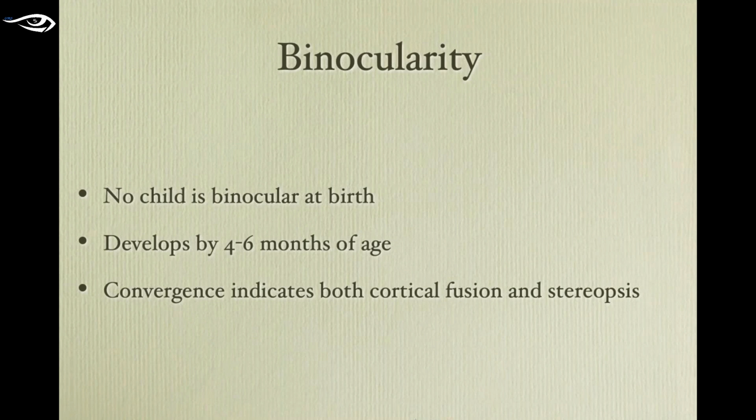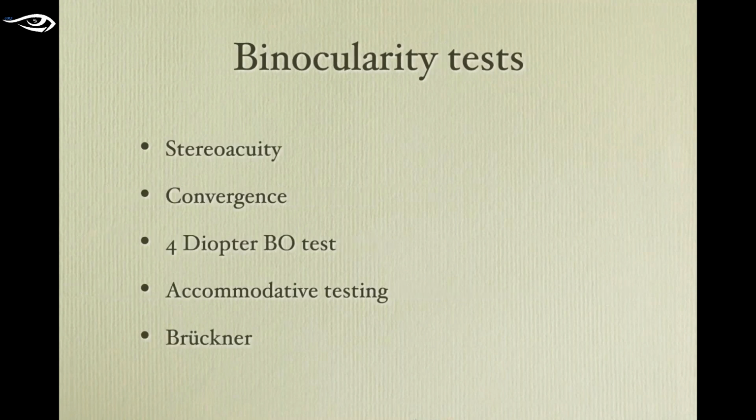How hard is it to do while you're doing EOMs? This is part of the system of maximizing speed, maximizing efficiency. You do this binocular testing looking for convergence while you're doing these other tests. And it indicates the presence of cortical fusion. So again, stereoacuity, convergence, 4-diopter base-out test. I might have mentioned that, I think, in one of my talks about refraction. And for me, the 4 base-out test is a critically important test.